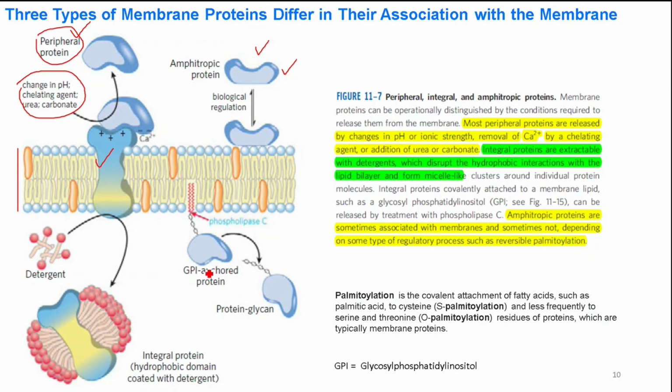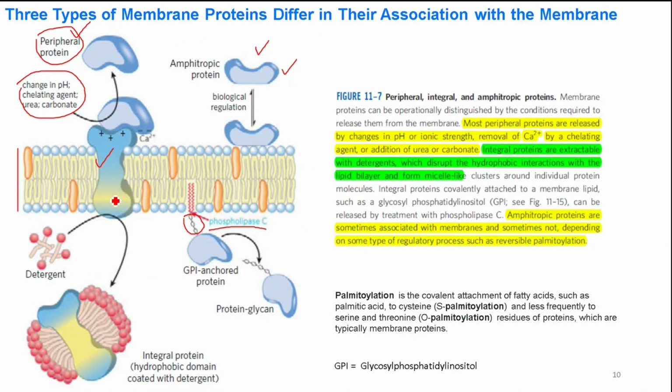If we talk about the GPI-anchored protein, glycosylphosphatidylinositol is present here, and the proteins are attached through this GPI anchor to the plasma membrane. These proteins can be detached by the action of phospholipase C. So right now in this slide we are talking about the different proteins and the strengths with which they are attached to the lipid bilayer.